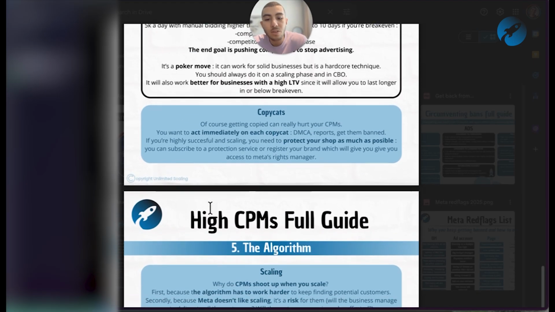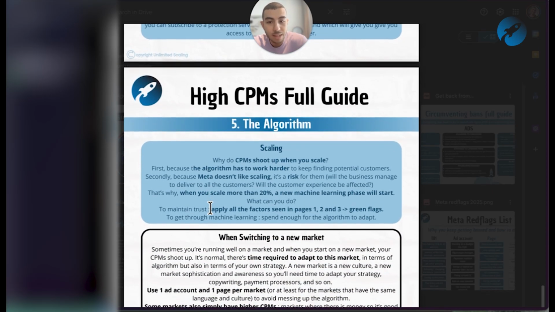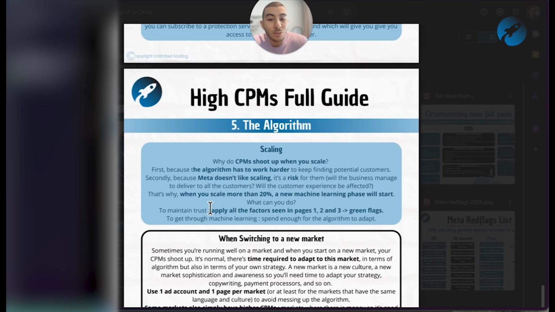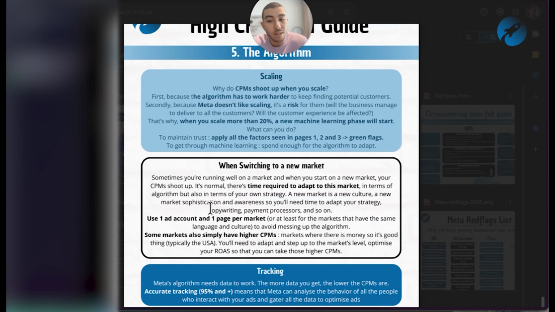So yeah, let's go through the last step, which is the algorithm. Why do CPMs shoot up when you scale? Because Meta doesn't like scaling when they don't know you. So you want to be careful how you scale. Maybe you can scale on multiple accounts and get the relationship going with Meta before starting scaling on a crazier level. You can also use one account per market. This way you're not gathering the whole data on the same ad account and getting confusion on your ad account and then messing up your CPM. That's very cool as well. Once it's going well on the market and you want to expand, have different ad accounts, have different pages. This way you can get the best out of each page.